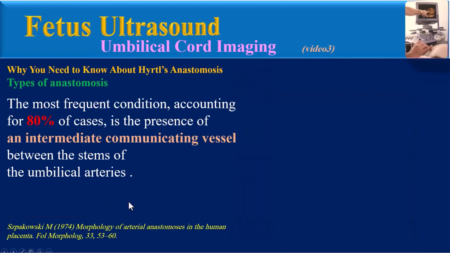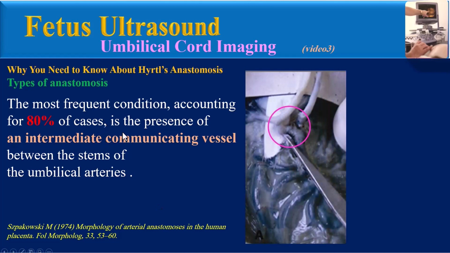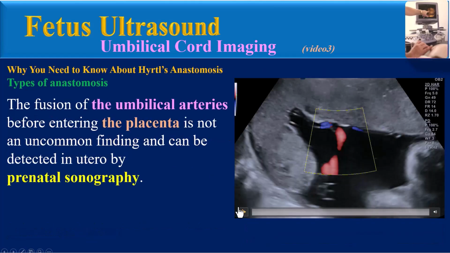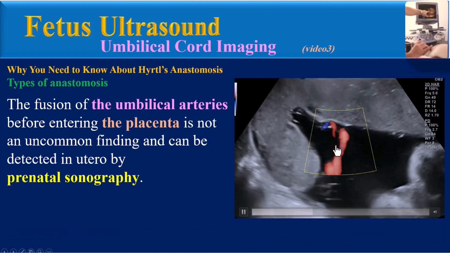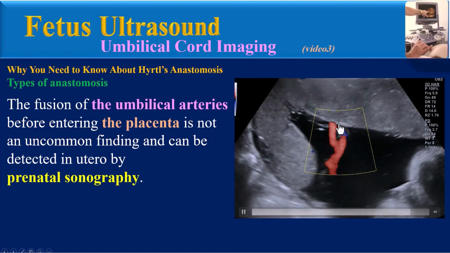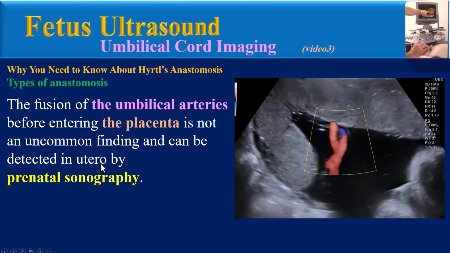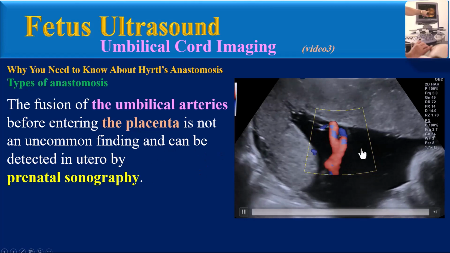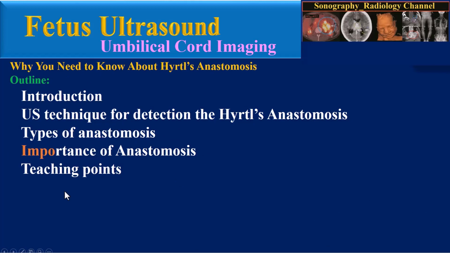The most frequent condition, accounting for 80% of cases, is the presence of an intermediate communicating vessel that may be transverse or oblique between the stems of the umbilical arteries. The fusion of the umbilical arteries before entering the placenta is not an uncommon finding and can be detected in utero by prenatal sonography. What is the importance of Hyrtl anastomosis?